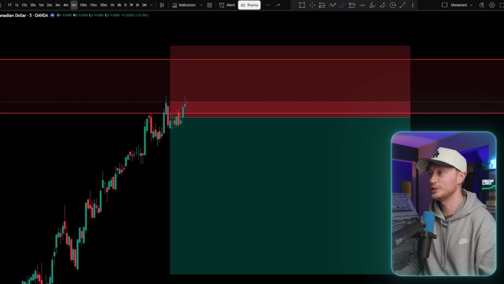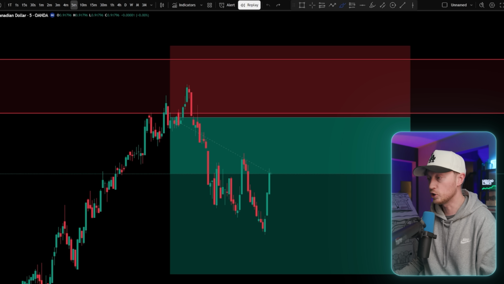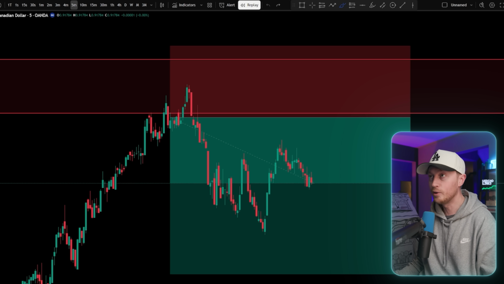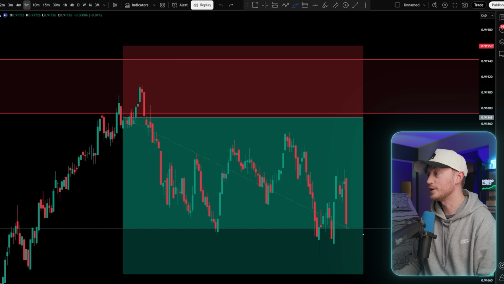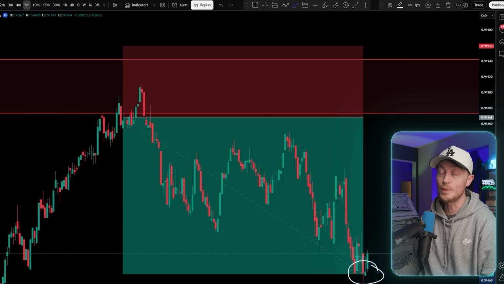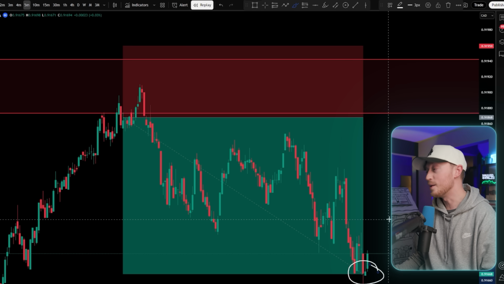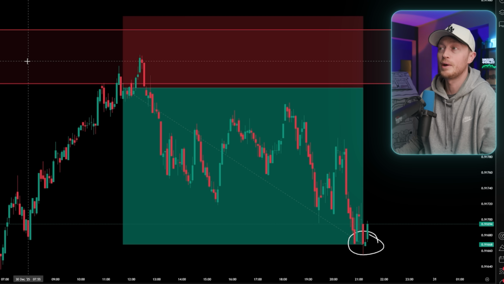And then I sent this trade to over 1,300 people. It went into profit. It took a while. Again, these are 5-minute candles, so it didn't take that long. And eventually, it smashed my take profit right there. Now, I left a bunch of profit on the table. This one went way further down. But let's talk about it a little bit.